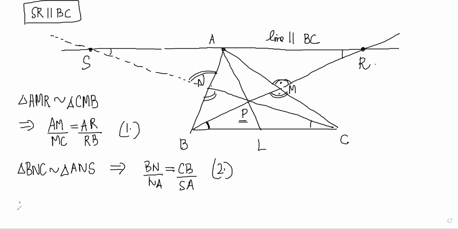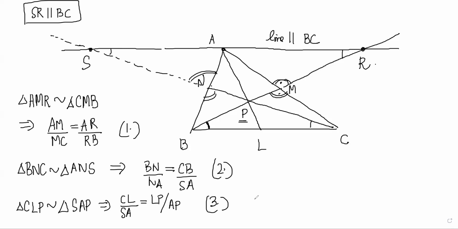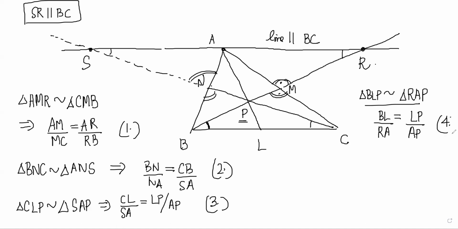Then we have a third similarity. Triangle CLP is similar to triangle SAP. And from there, we'll be able to write the condition CL by SA is equal to LP by AP. This is the third condition. And finally, a fourth similarity, which is triangle BLP is similar to triangle RAP. You can prove all of these similarities by AA similarity. And we'll get BL by RA is equal to LP by AP. This is the fourth result that we have got.